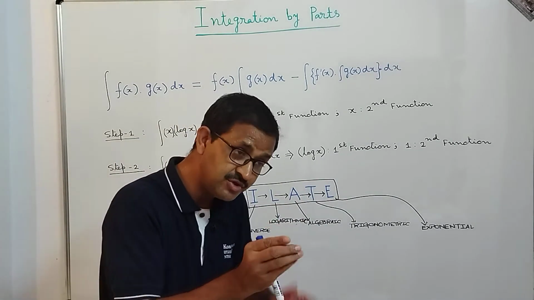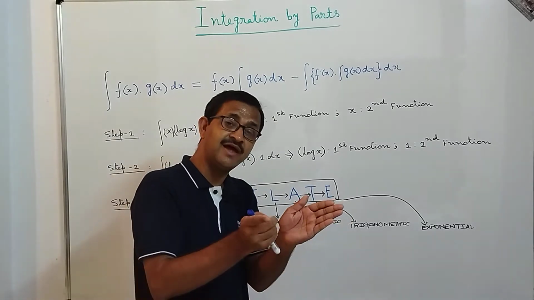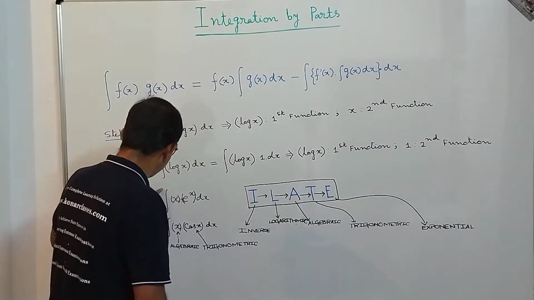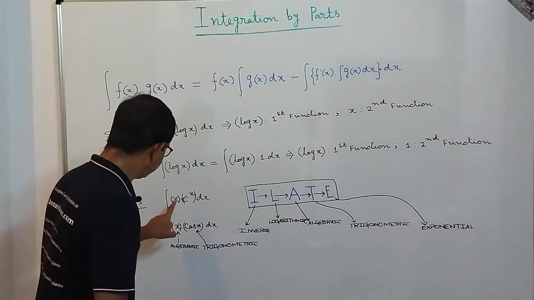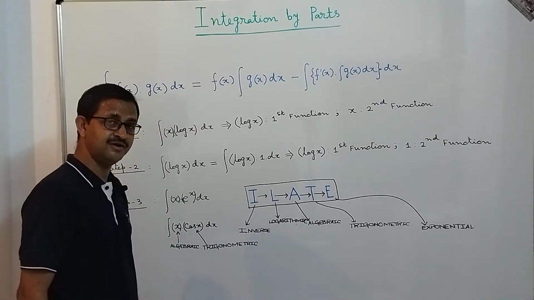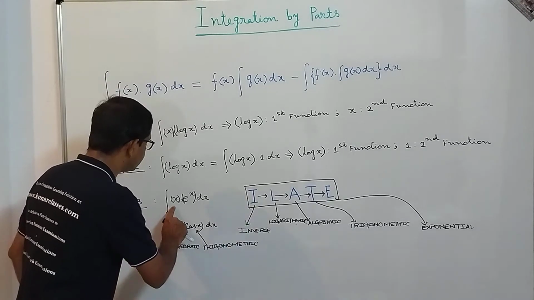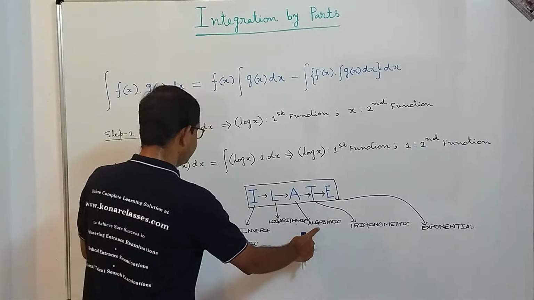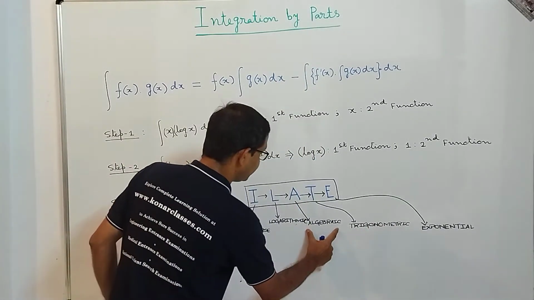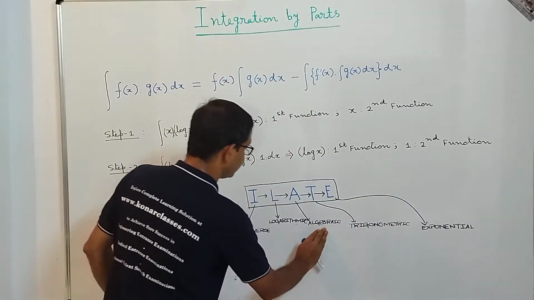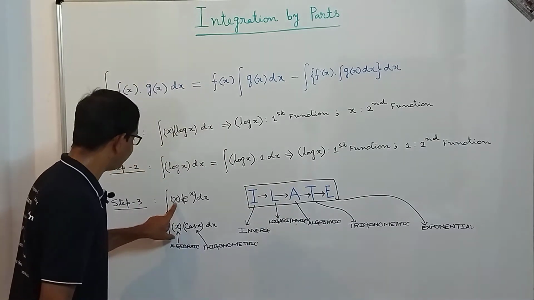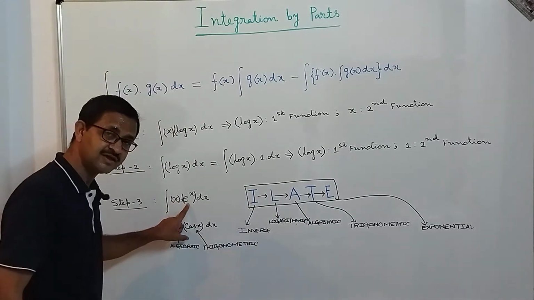That function which comes to the left side is considered the first function. For example, x into e power x: x is directly integrable, e power x is also directly integrable. Then what to choose as the first function? We see x is an algebraic function and e power x is an exponential function. The algebraic function comes left of the exponential function according to the ILATE rule. So we should select x as the first function and e power x as the second function.